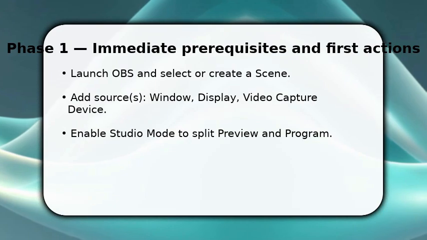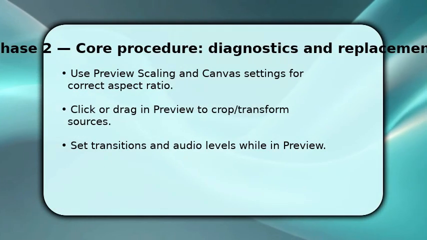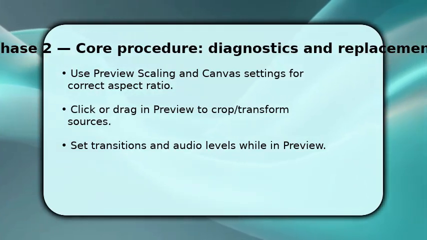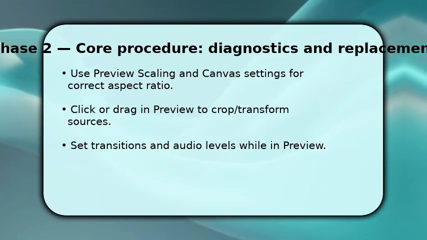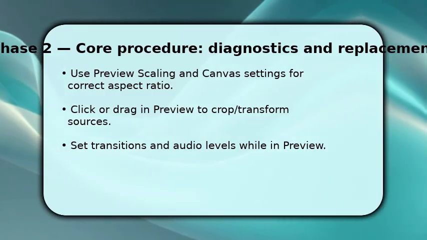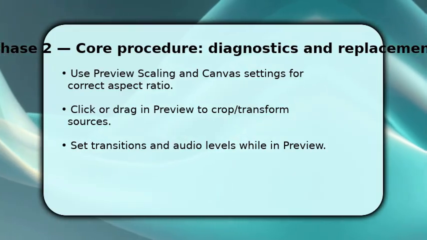Now focus on the detailed adjustments. Preview exists so you can tweak without going live. Click inside the preview to move, right-click a source for transform options, or use Control-Drag to crop. Check preview scaling and the canvas resolution. For 16:9 streams, set canvas to 1920x1080 so what you see matches final output.